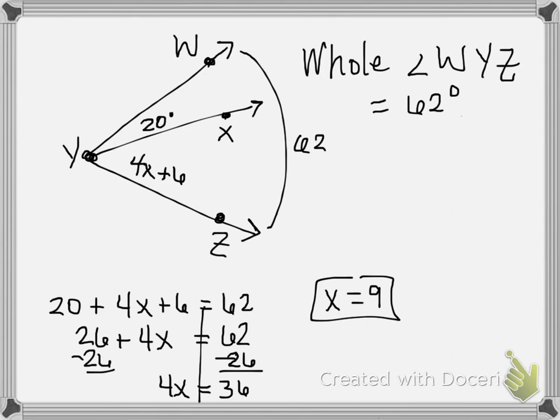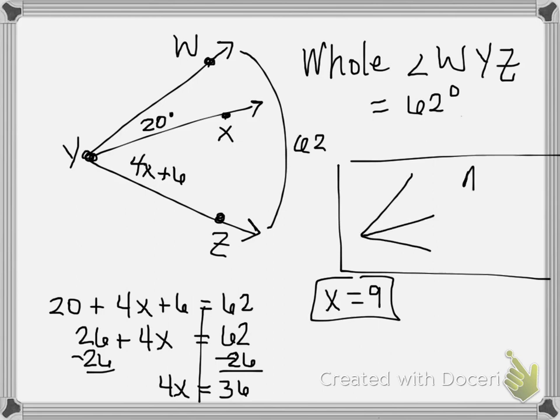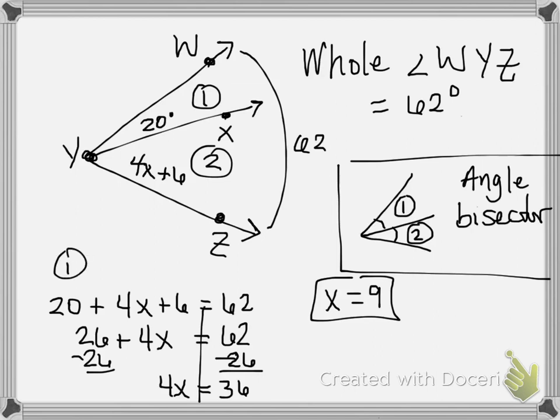Now, if we had been told on this type of problem that something was an angle bisector, remember that an angle bisector means that these angles are cut in half. So angle 1 is equal to angle 2. Instead of doing what we did on the example problem, where we did angle 1 plus angle 2 equals the whole, for an angle bisector problem, all you have to do when setting it up is set angle 1 equal to angle 2. Then we can go ahead and solve from there.